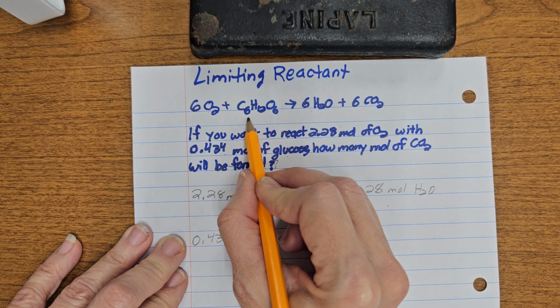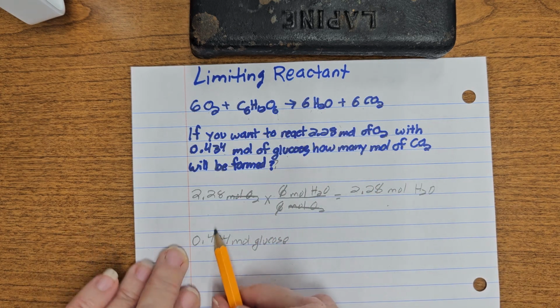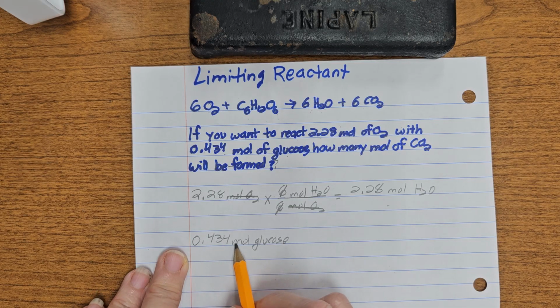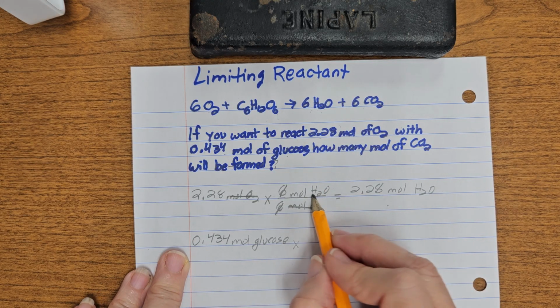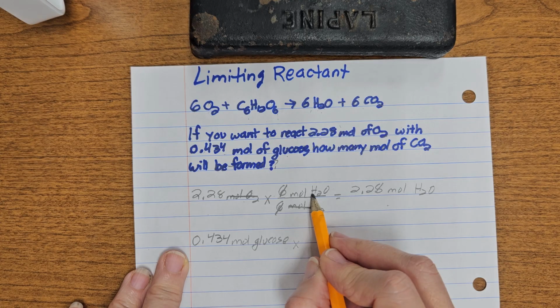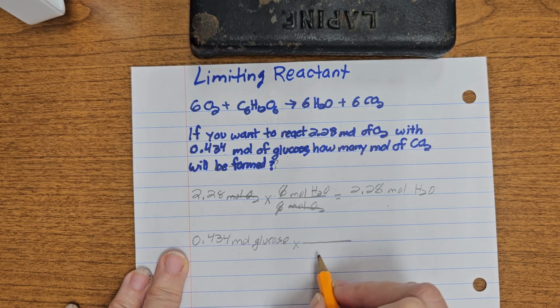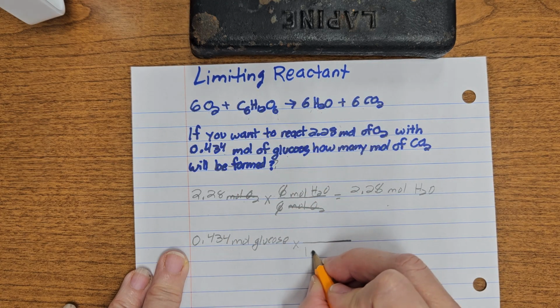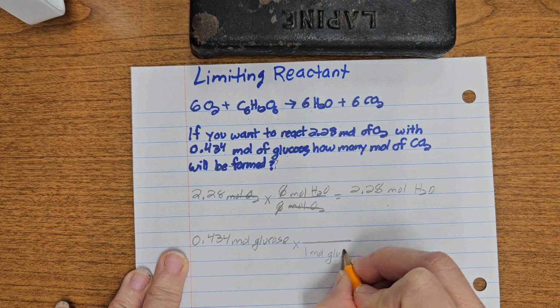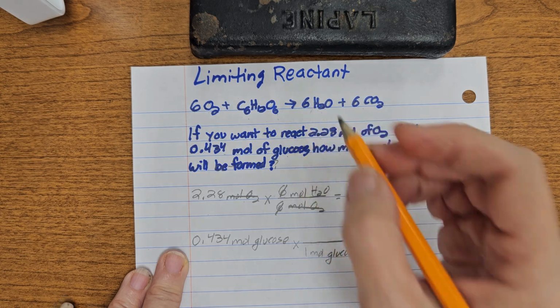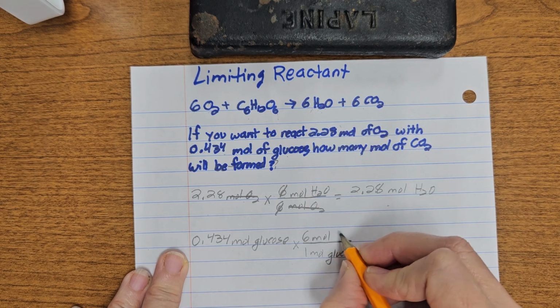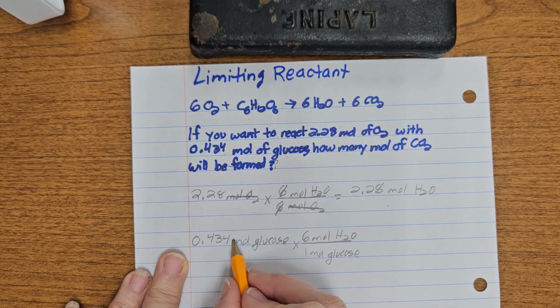By the way, glucose is C6H12O6. That's one of the molecules that you should either write down and label or memorize. Healthcare people, memorize this one. Okay. 0.434 moles of glucose, and I'm going to choose the same product that I did my first problem with. It doesn't really matter which one you pick, just use the same one throughout. I go to my balanced equation and I have 1 mole of glucose in my balanced equation, and I have 6 moles of water in my balanced equation.